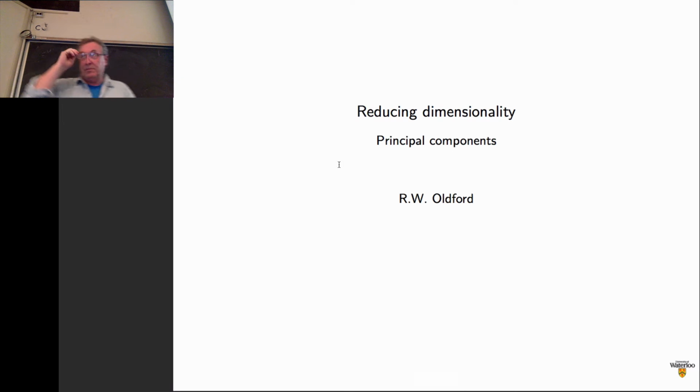Okay, picking up from last day, principal components. We're interested in reducing the dimensionality of the data so that we can actually use some of our visualization methods, which are effectively constrained to small numbers of dimensions.